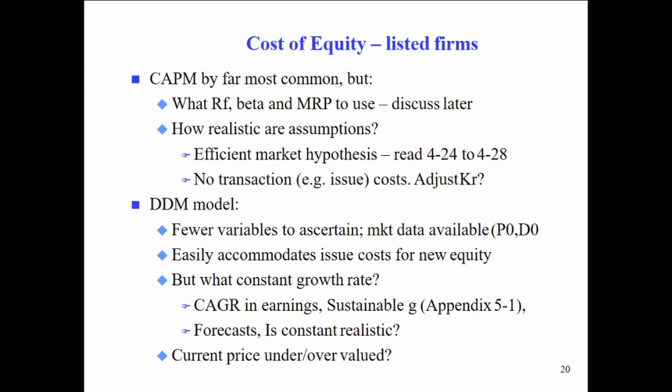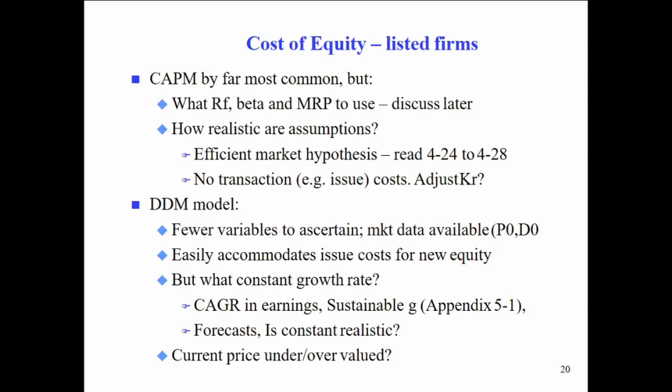So the efficient market hypothesis basically says that a company's share price reflects all the available information. And this may not be true. So there's a lot of discussion around the efficient market hypothesis that you can read more about on page 24 to 28 in chapter 4. Another pitfall of the capital asset pricing model is that it does not take transaction costs into account.